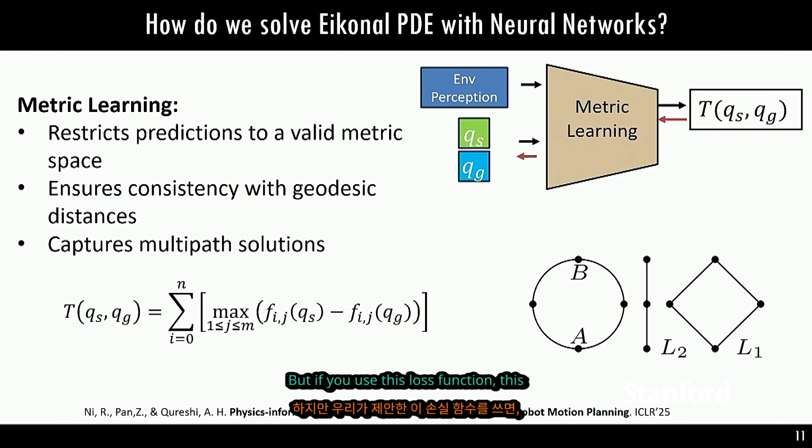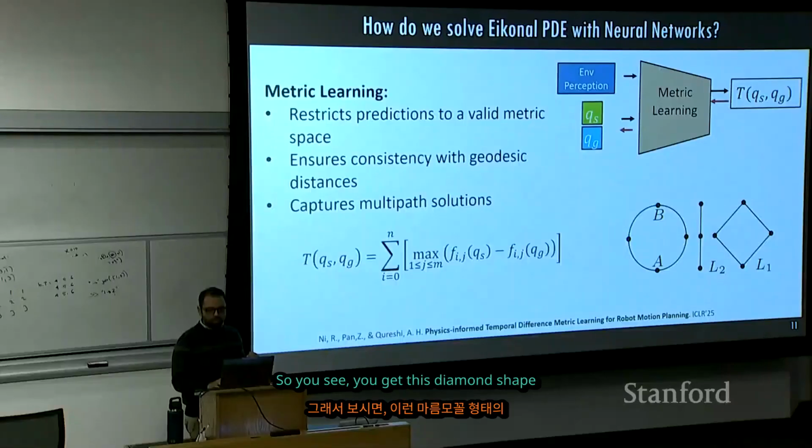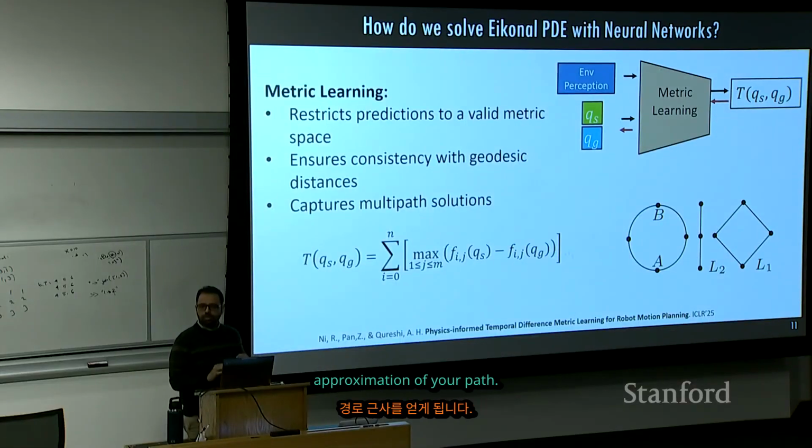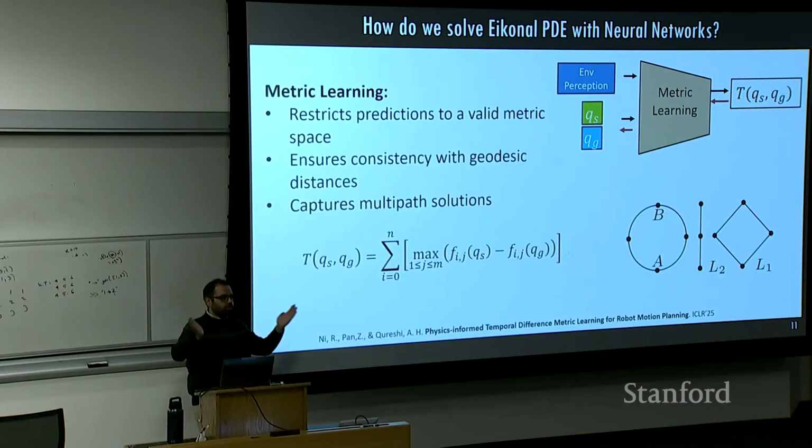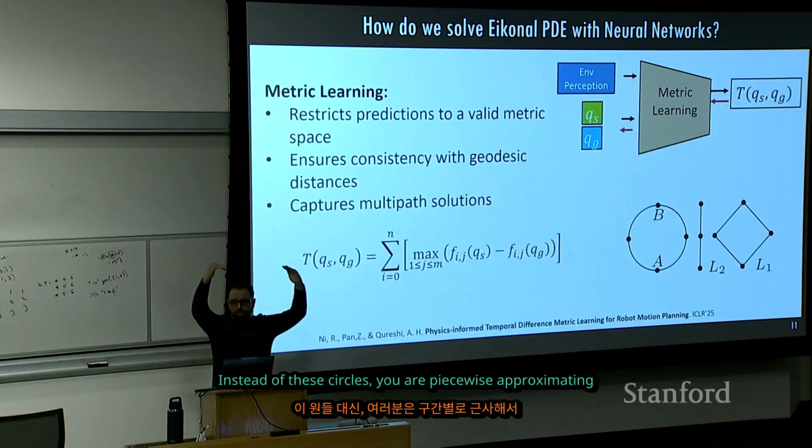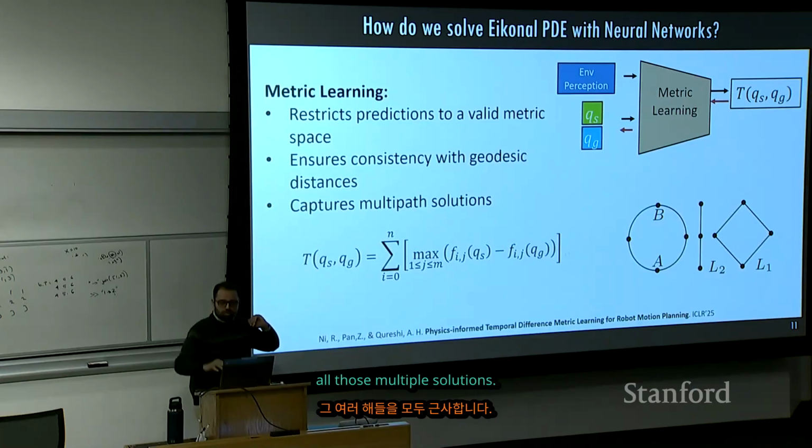But if you use this structure that we have, it takes your QS, pushes it to some latent state, and then applies some max pooling on it. So it is piecewise approximating this solution. You see, you get this diamond shape approximation of your path. Instead of these circles, you are piecewise approximating all those multiple solutions.